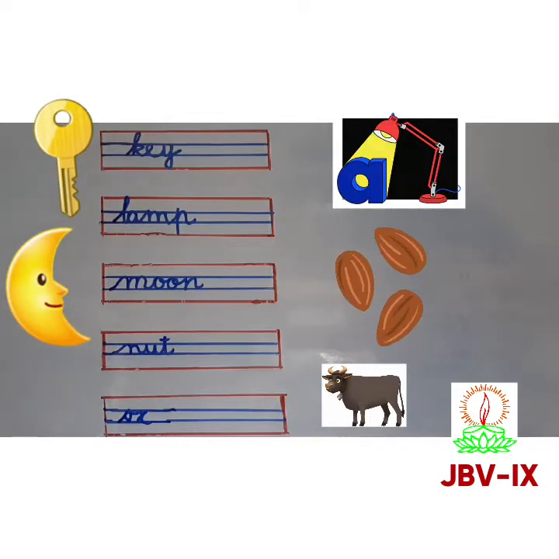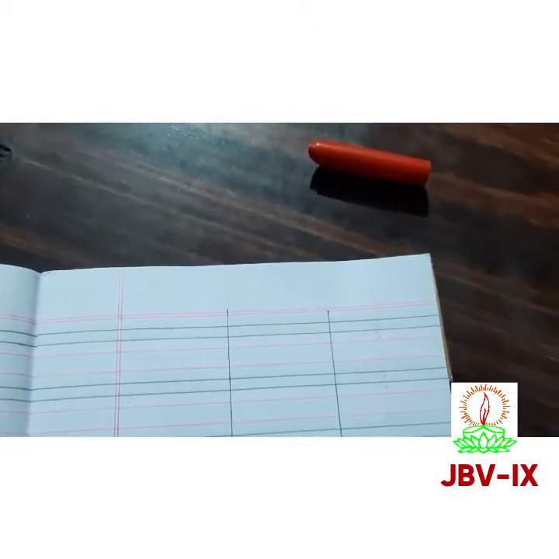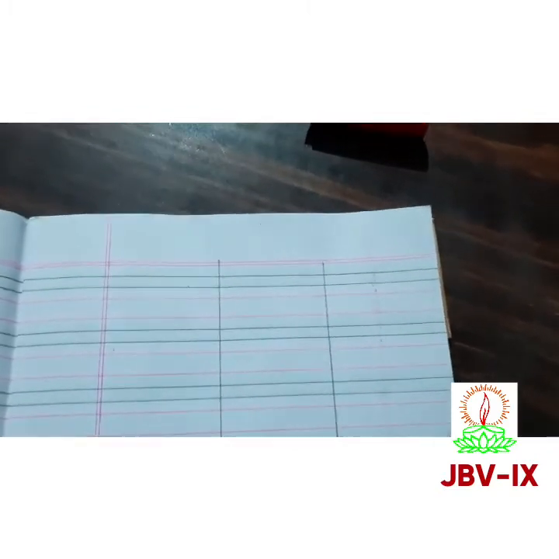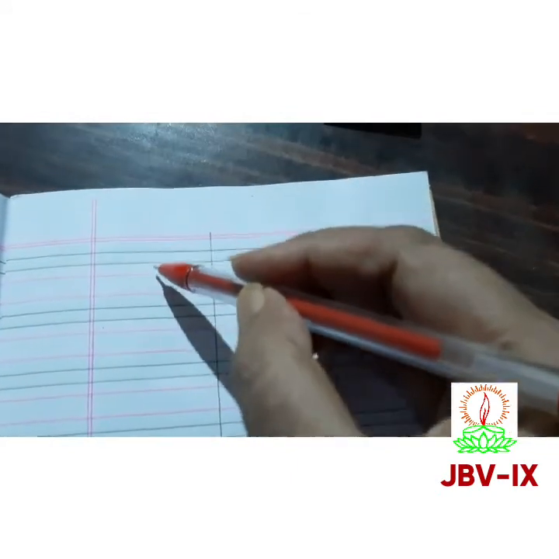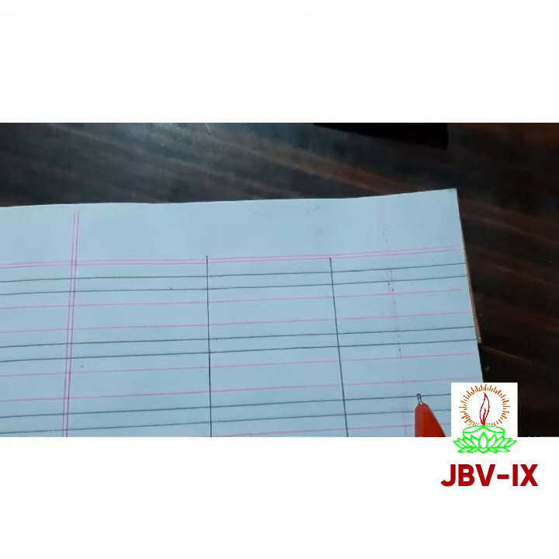Now let us go and write in our notebooks. Children, we have learned the spellings of next 5 common words. Now it is the turn to write in the notebook. Parents, please write this column for your children and this too the children will be writing.